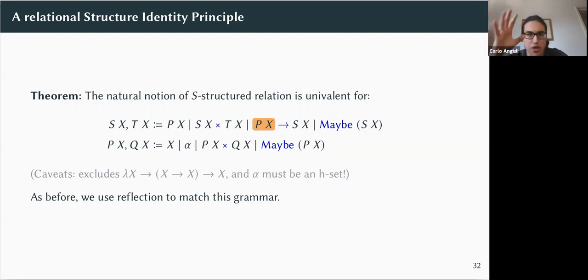And pretty much this is the same grammar as before, but there are two caveats. First of all, the constant structure is only univalent for types that are H sets. And the second caveat is that you can't have negative occurrences of X on the left of an arrow. So you can't have a structure that says X arrow X, arrow X. But more or less everything else is fine. And once again, we use reflection to match this grammar. And again, what I mean by this theorem is, for everything in this grammar, there is a notion of S-structured relation that is what you think it is, and also that notion is univalent.